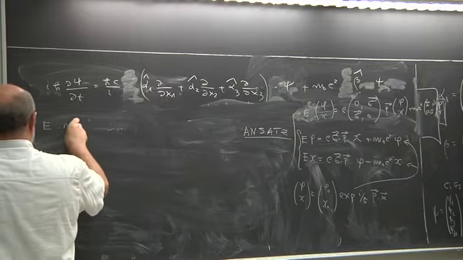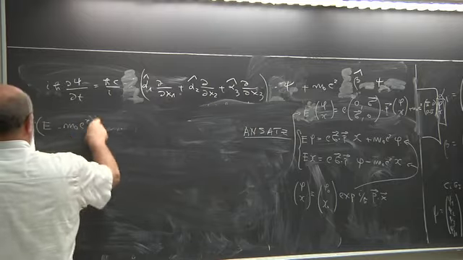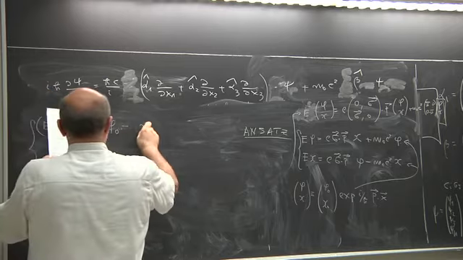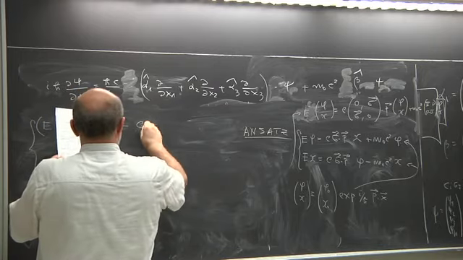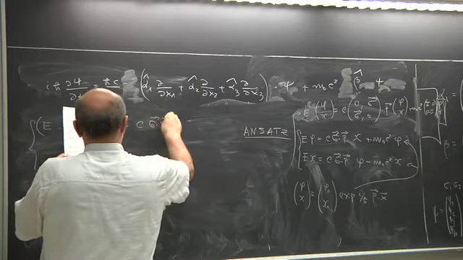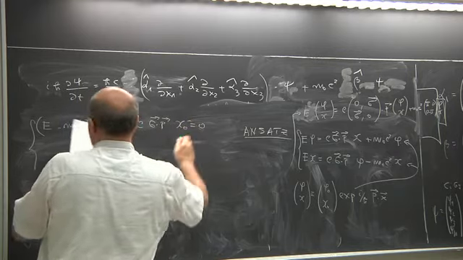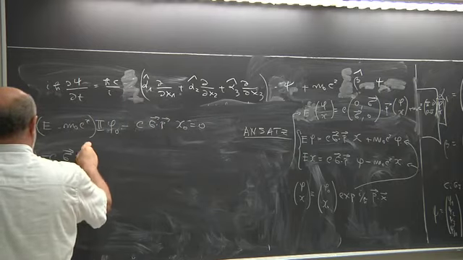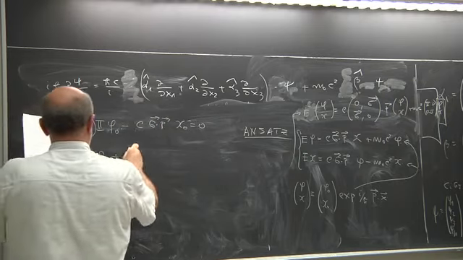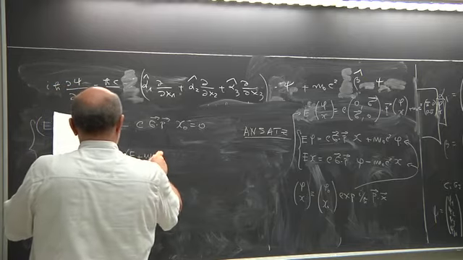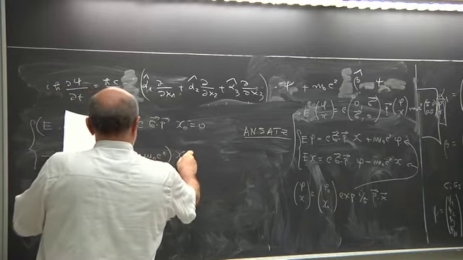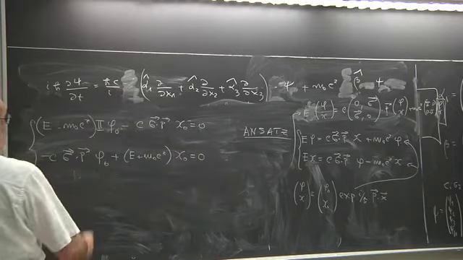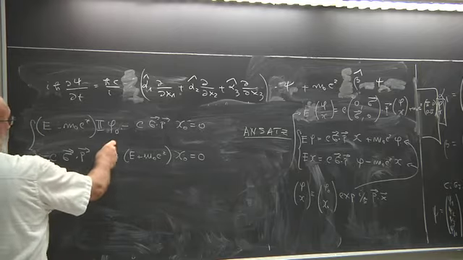E minus M0 C squared, the identity times phi 0, minus C sigma dot P chi 0 equals 0. And the second equation is C sigma dot P times phi 0 plus E plus M0 C squared chi 0 equals 0. So you see, these are two equations for which are the unknown.